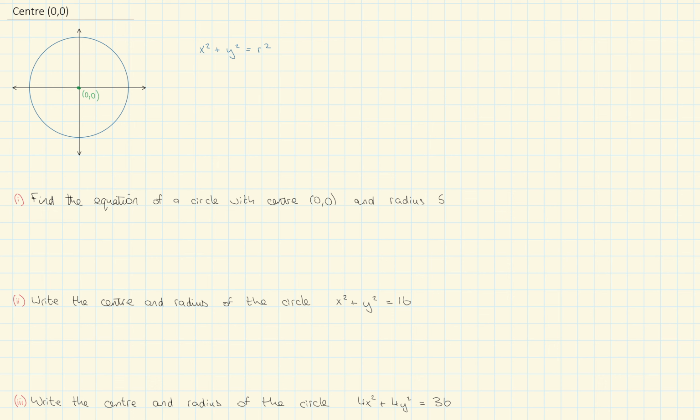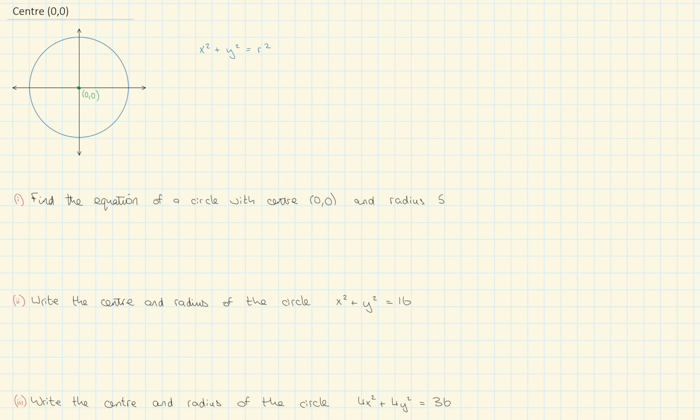In this video we are going to have a look at circles that have a center of 0, 0. So you can see here from the sketch we have our x-axis and y-axis and the center 0, 0. So these circles will have an equation of the general form x squared plus y squared equals r squared.